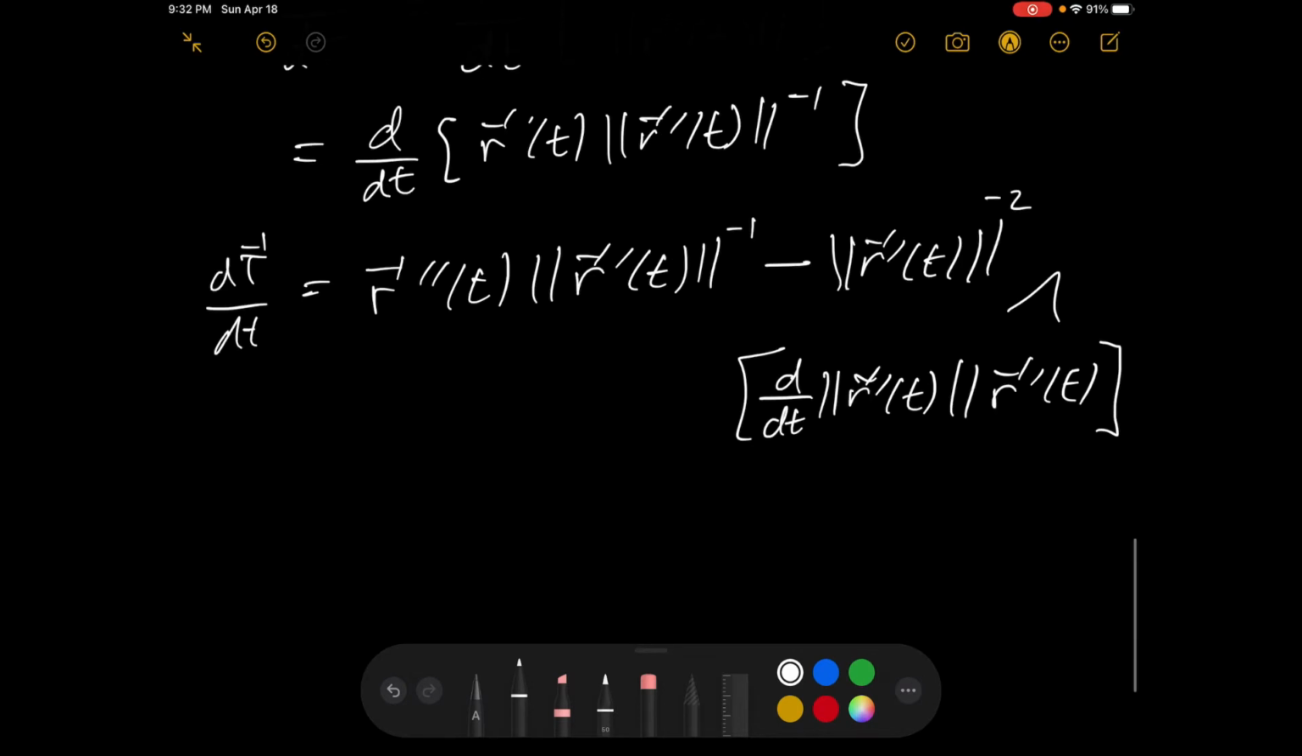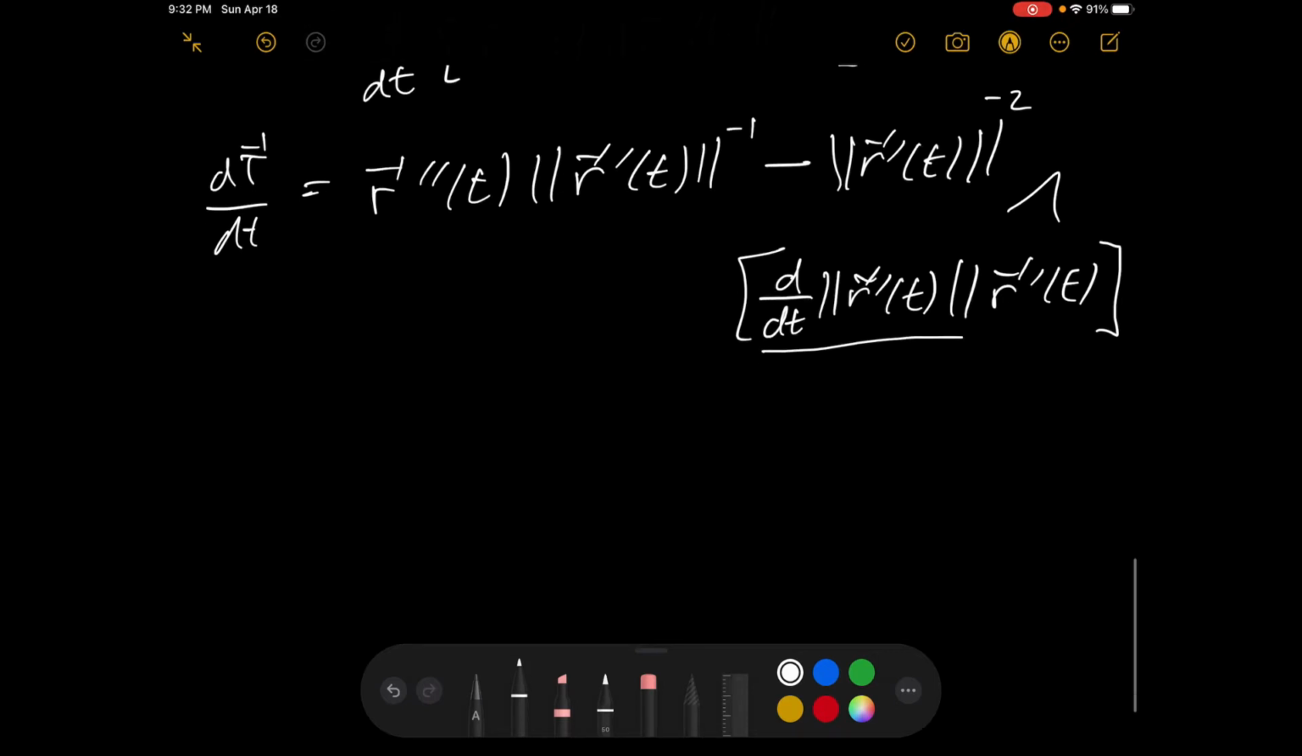So great. At least we have something to use. Now our next question is, well, what is this? Is there a way to simplify it? So now we will focus on this part. First, let's take the derivative of the speed.